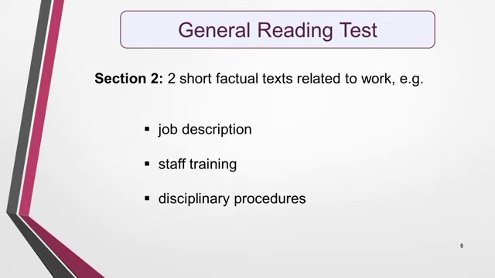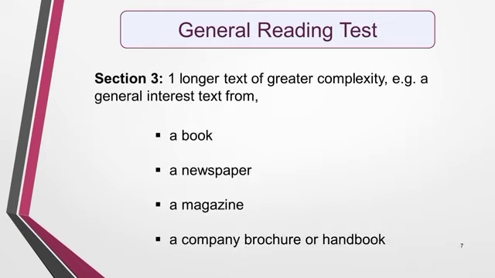Section 2 will have 2 short factual texts related to work, for example, a job description, or information on staff training or staff disciplinary procedures. Section 3 will be one longer text of greater complexity, for example, a general interest text from a book, a newspaper, a magazine, or a company brochure or handbook.